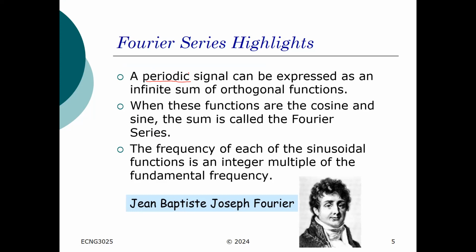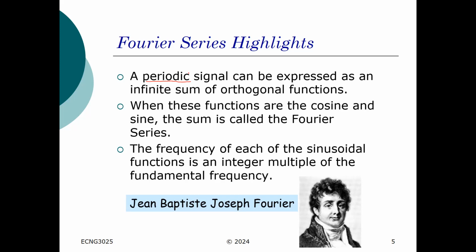So a periodic signal, and right now we're in the continuous time domain, can be expressed as an infinite sum of orthogonal functions, fancy mathematics. Orthogonal functions are just functions where if you do the cross product of the functions, the answer is 0. Sine and cosine are typical orthogonal functions because they are offset by 90 degrees or pi over 2 radians.